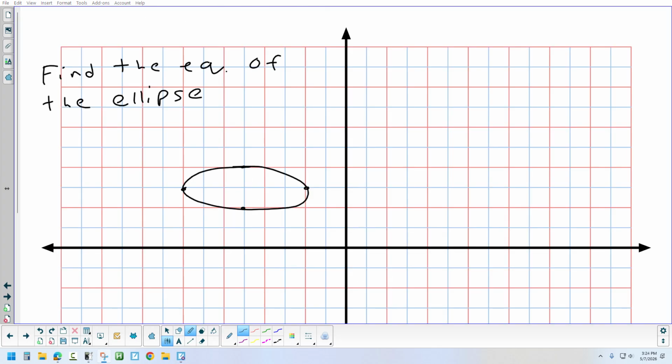Okay, so next one they're having us look at is finding the equation of an ellipse. First of all, let's write down the formula. What's the first numerator when your ellipse is shifted?